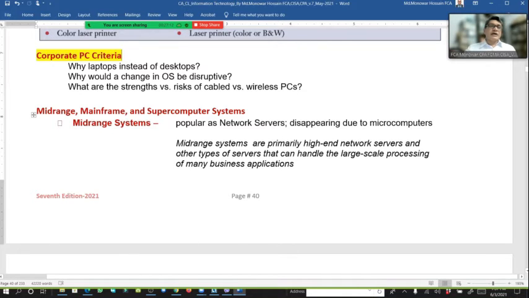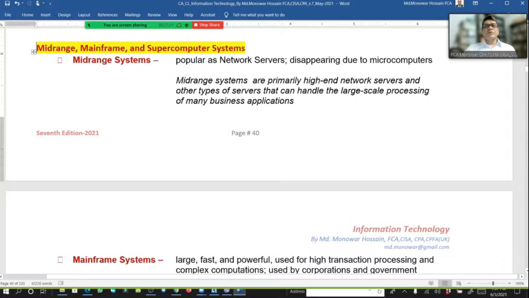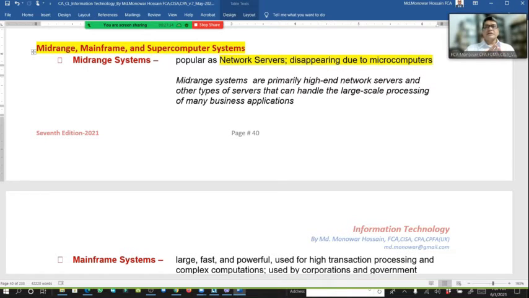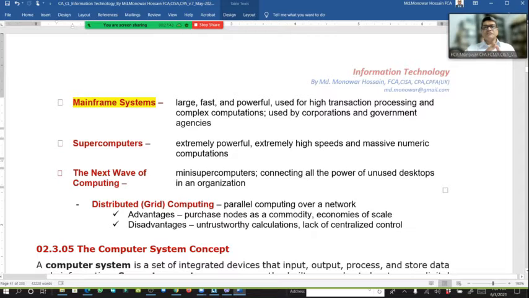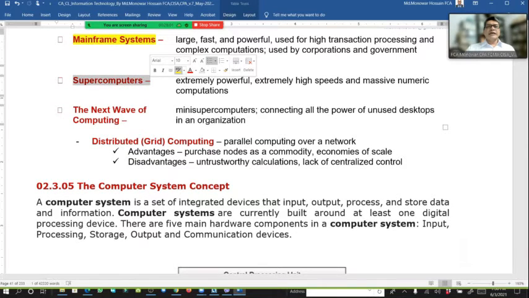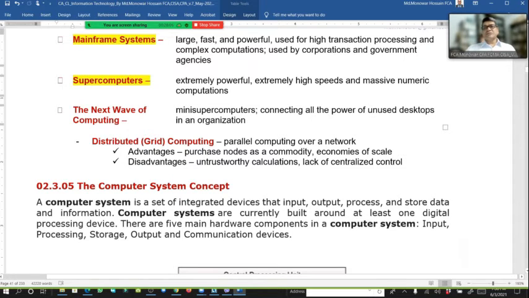So here, if we see mid-range, mainframe, and supercomputer systems in a different way, mid-range systems are popular as network servers and microcomputers. Mid-range systems are primarily high-end network servers and other types of servers that can handle large-scale processing or many business applications. Mainframe systems are big, large, fast and powerful, used for high transaction processing and complex computation, used by corporations and government agencies also. And a supercomputer is extremely powerful, extremely high speed and massive, for numeric computation. And the next wave of computing, this is what is going on at this moment: small size but huge power.